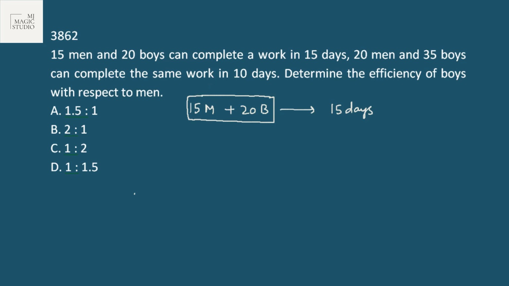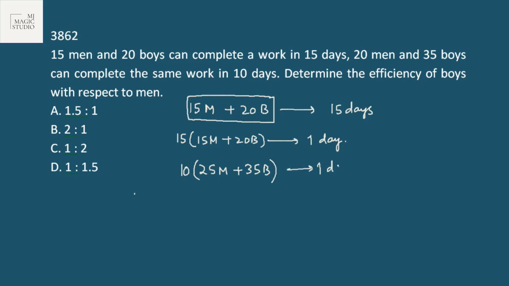I just need to multiply this by 15. That means 15 times this group would be able to complete the work in one day. Now, next statement is 20 men and 35 boys can complete the same work in 10 days. Now, can I say 10 times this group can complete the work in one day? This is popularly known as the one-day format process in solving these kinds of questions.